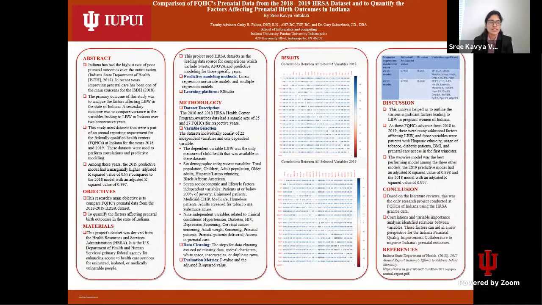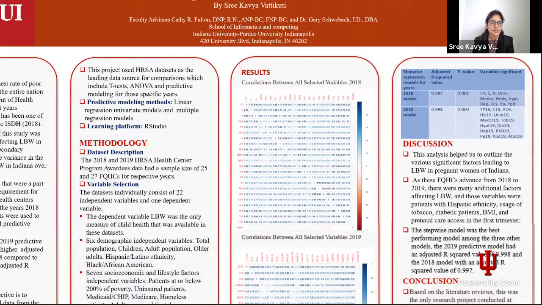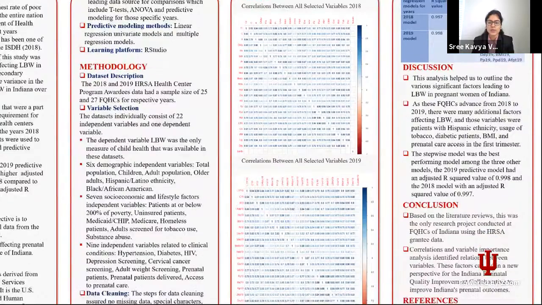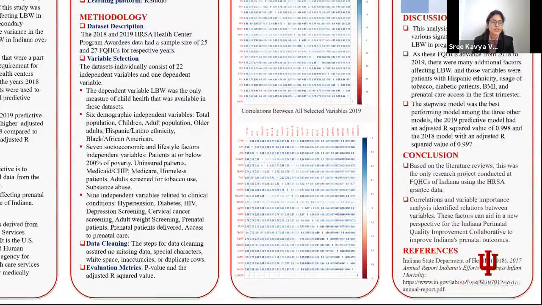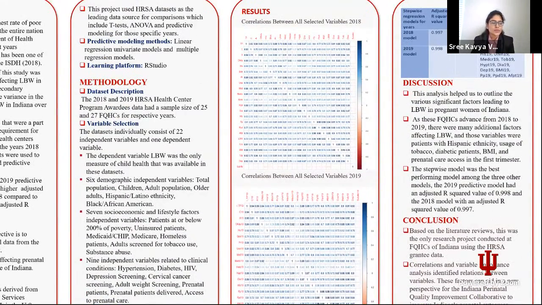When coming to the results section, variable correlations were performed to study the relationships between each dependent and independent variable. When observed in both the correlation matrices for 2018 and 2019, we could see that substance abuse had the least correlation value with all the variables and with low birth weight. Whereas all other variables related to clinical conditions, prenatal patients, socioeconomic status and demographics had a higher correlation value with low birth weight, above 0.61.